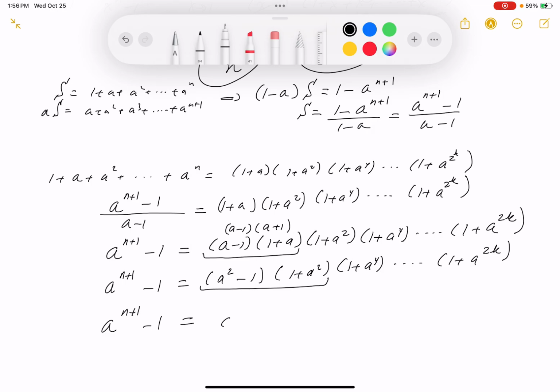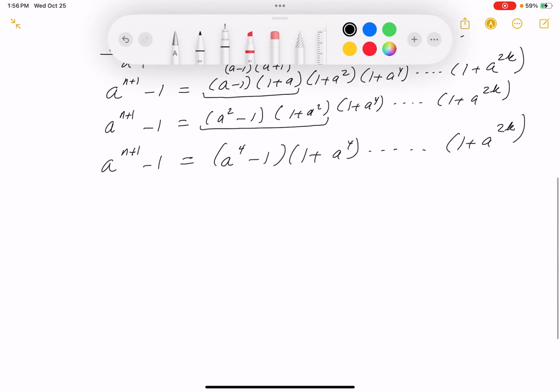And what do you get there? You would get a to the 4 minus 1 times 1 plus a to the 4, and so on, up to 1 plus a to the 2k. So I'm starting to see these pairwise matchings at this point. I think I could follow along here if I kept going, noticing that a to the n plus 1, if I kept multiplying these things over here, I'd eventually get to something, right?